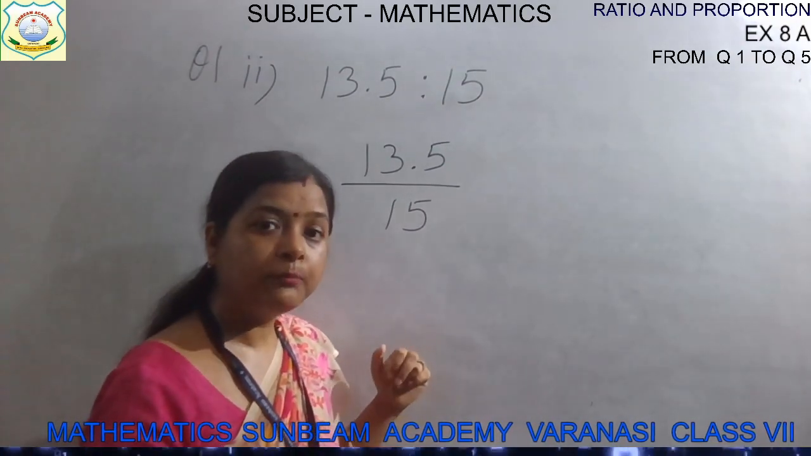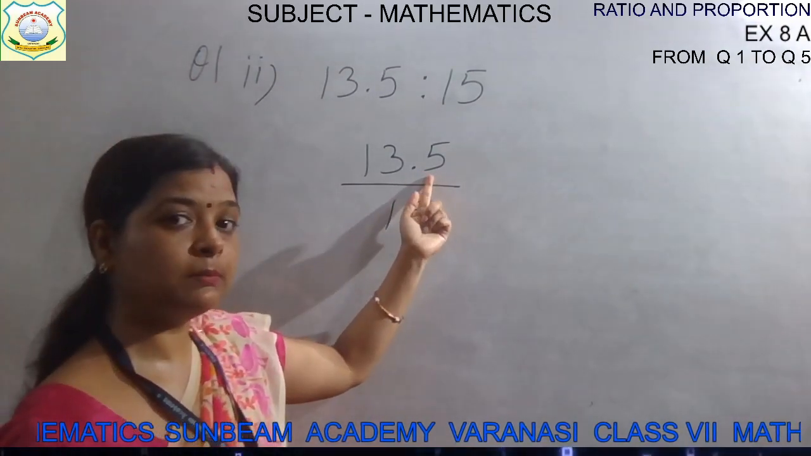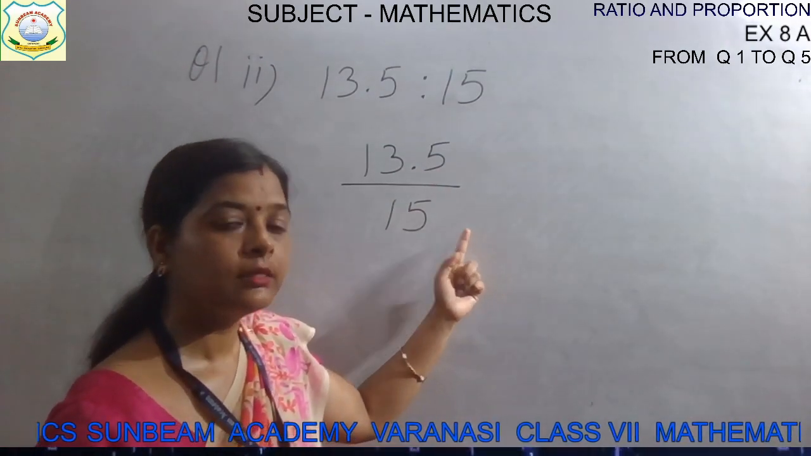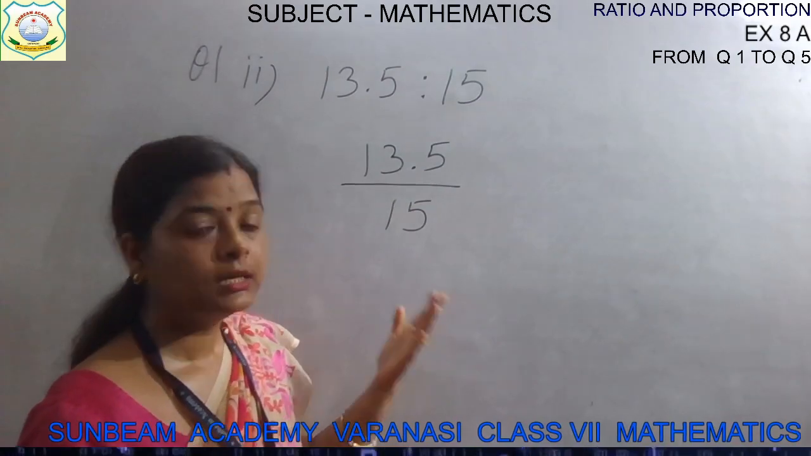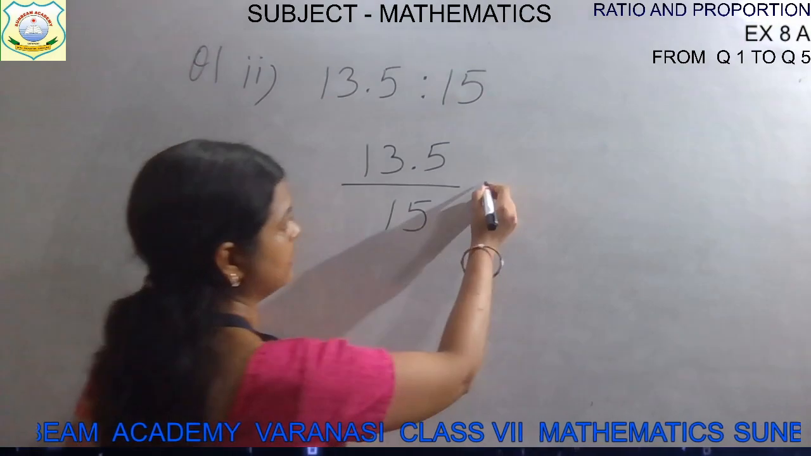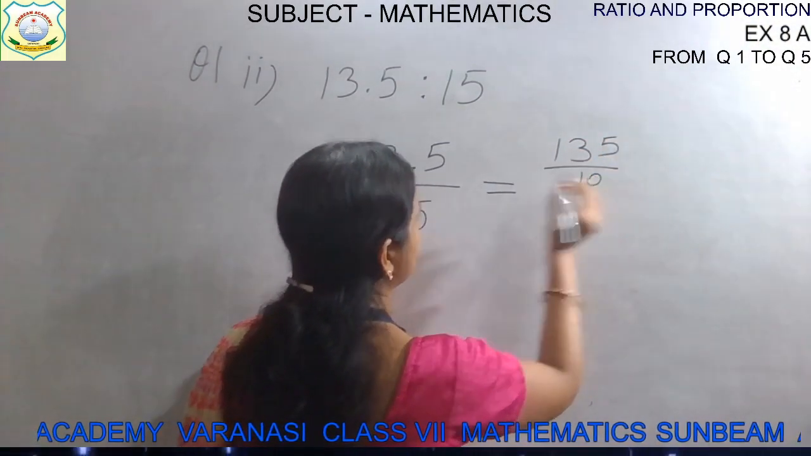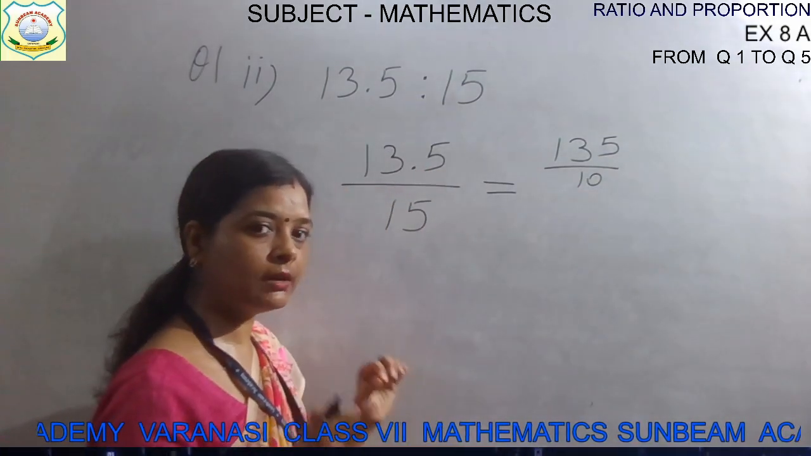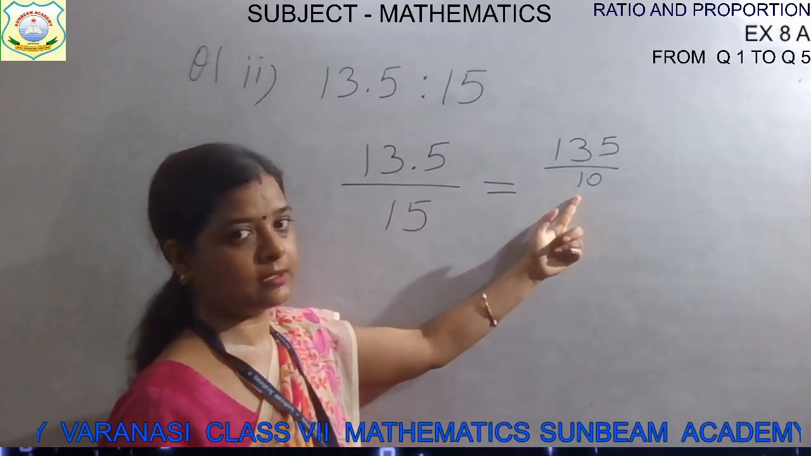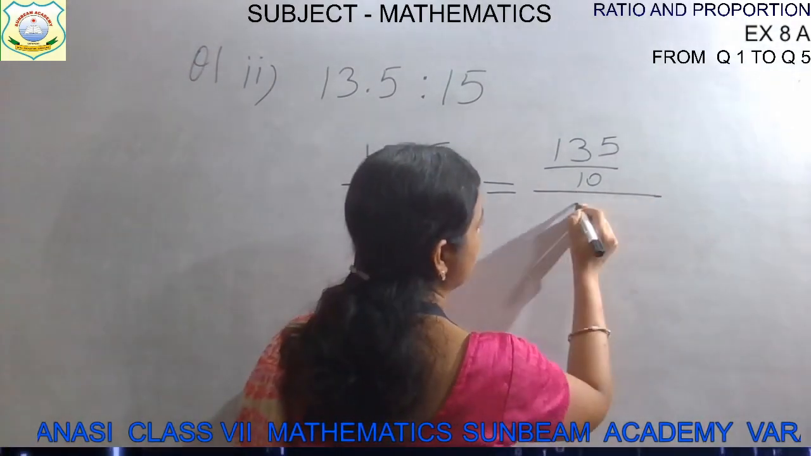Now, 13.5 has one decimal place, children. So if I remove the decimal place from here, a 10 will be added in the denominator, isn't it? 13.5 can be written as 135 by 10. Only one decimal place, that's why 10 has come. And divided by which number? It is by 15.